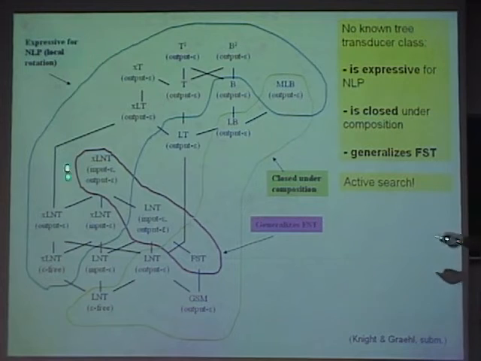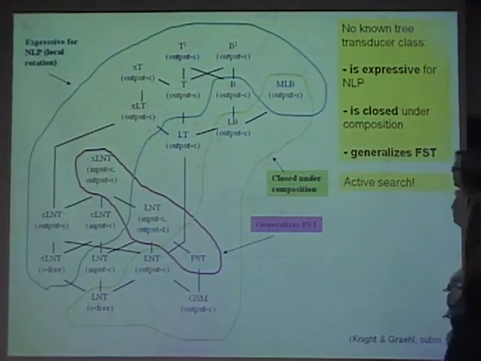So these powerful ones are, but anything outside the blue is too weak to do even basic machine translation operations. And the pink one is whether it can do everything that the finite-state string machines can do, and only these guys can.